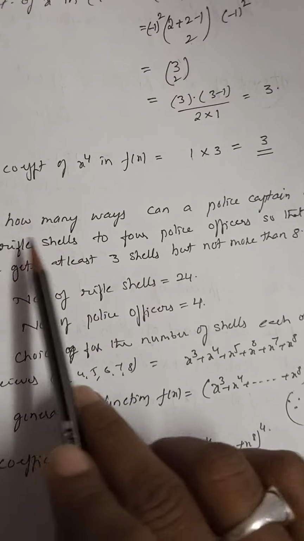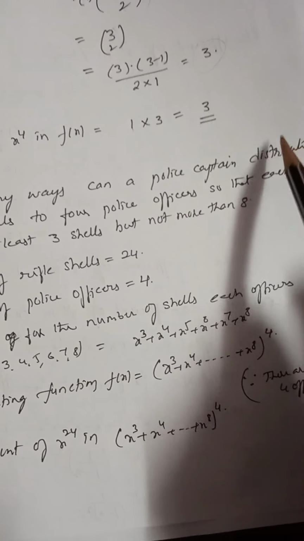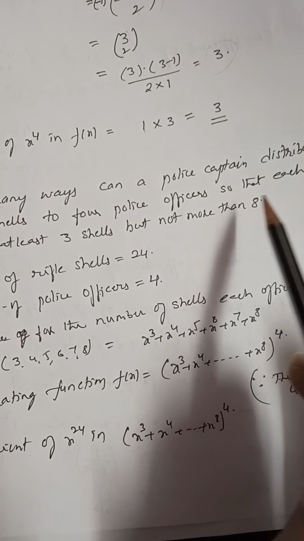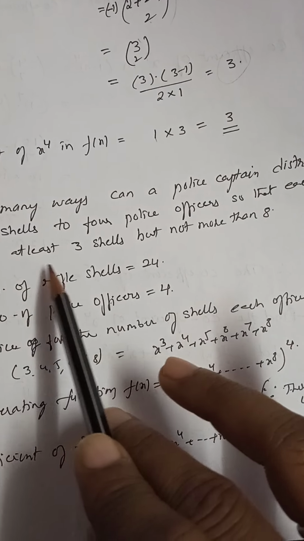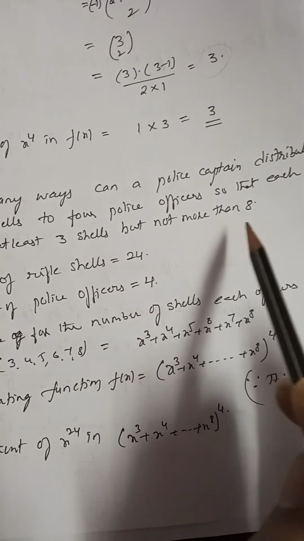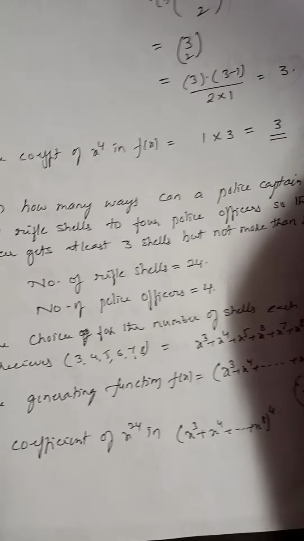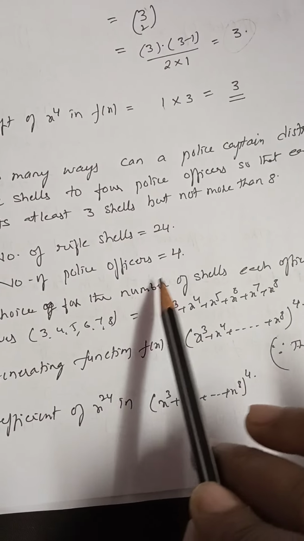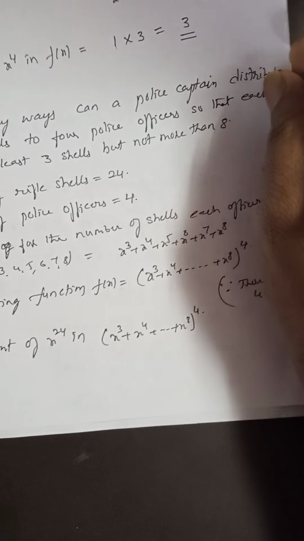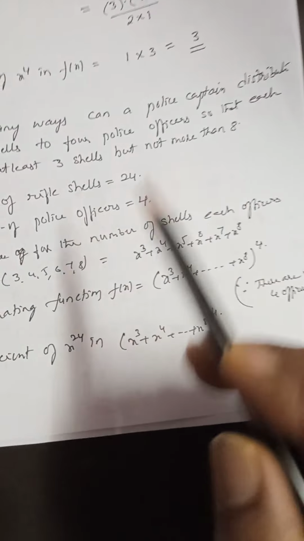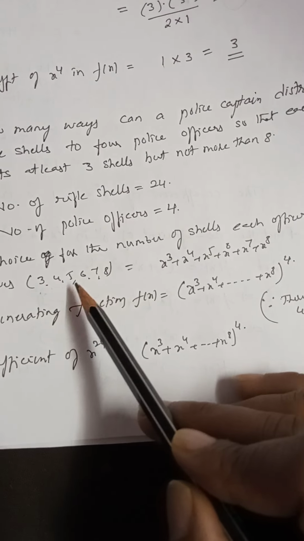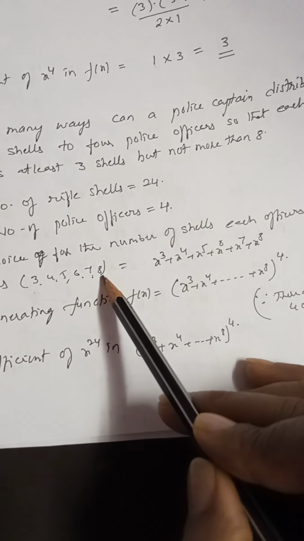Next problem. In how many ways can a police captain distribute 24 rifle shells to 4 police officers so that each officer gets at least 3 shells but not more than 8? Now here number of rifle shells is equal to 24, number of police officers is equal to 4, right? Now the choice for number of shells each officer receives: either 3, at least 3, 3 or 4 or 5 or 6 or 7, maximum 8.